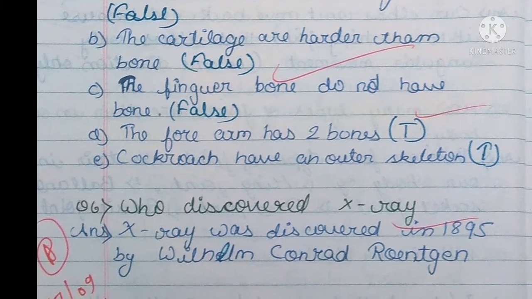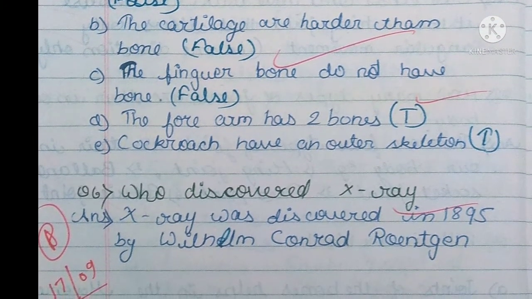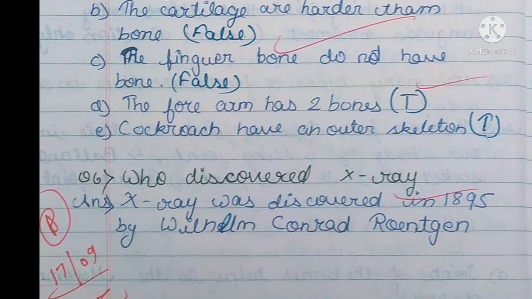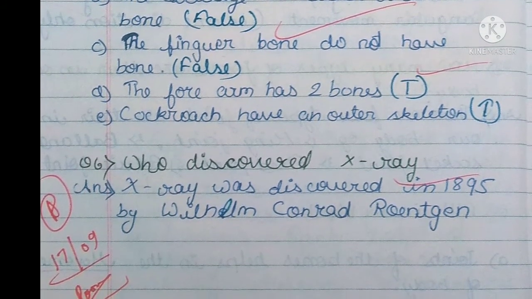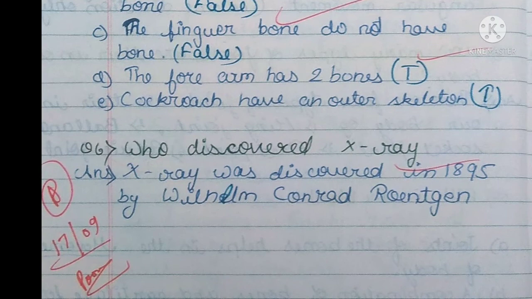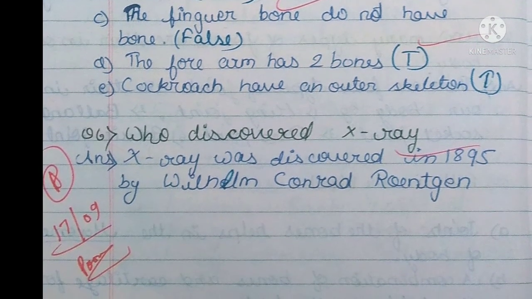Question number 6. Who discovered X-ray? Answer. X-ray was discovered in 1895 by William Conrad Roentgen.